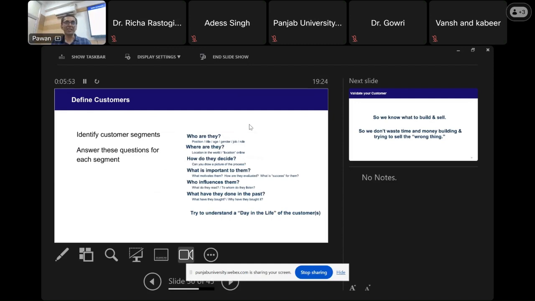Who influences them? Like, who is the decision maker and who influences them? And it varies from product to product. For example, when we buy mobile phones, we have different influences versus when we buy food, versus when we enroll in a college, versus when we book a cab. So in certain products we have influencers, in certain products we don't have influencers.